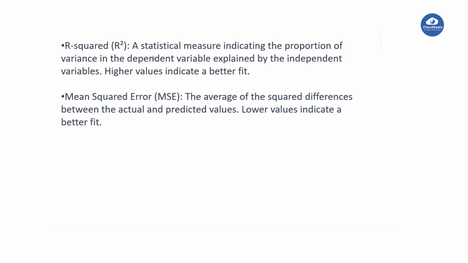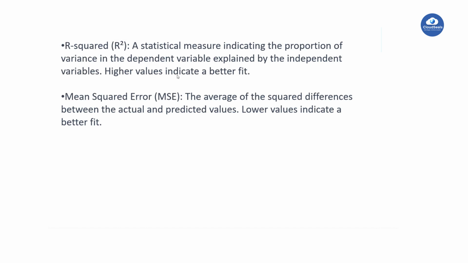R squared is a statistical measure indicating the proportion of the variance in the dependent variable explained by the independent variable. That means we already know there is some relationship between the dependent variable and the independent variable. R squared measures how much variation in the dependent variable is explained by this independent variable. There is some relationship, but by using that relationship, how much of the y value are we able to predict?